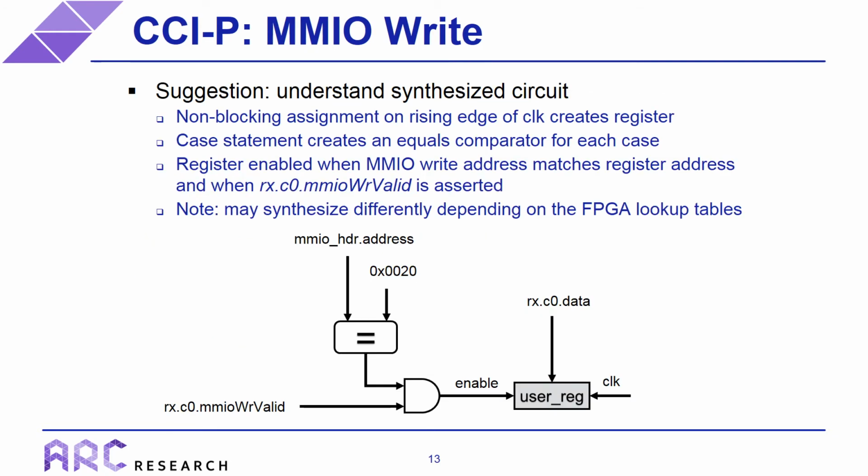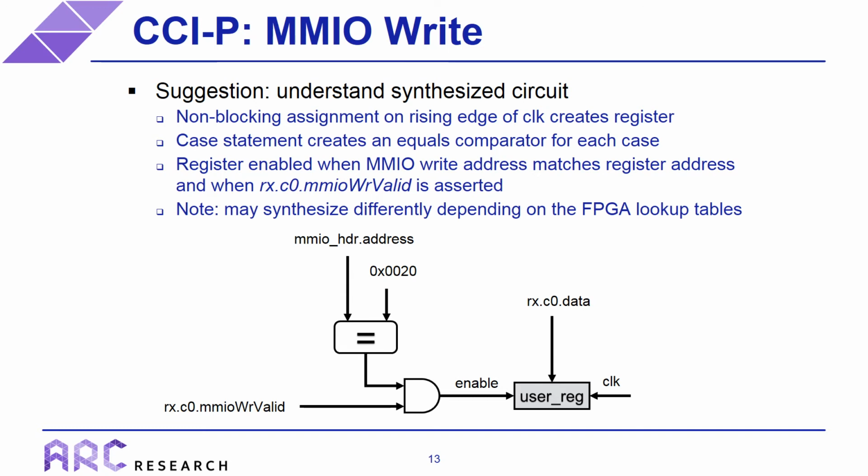So one thing that I always suggest doing anytime you're writing register transfer level code is to make sure you understand what circuit gets synthesized from that code. That keeps you from writing code that gets synthesized into something that either won't work or is just incredibly inefficient. So let's take a quick look at what would most likely be synthesized from the code we just saw on the previous slide. So the non-blocking assignment that happened on the rising clock edge for the user register, that assignment will synthesize into a register, which is exactly what we wanted.